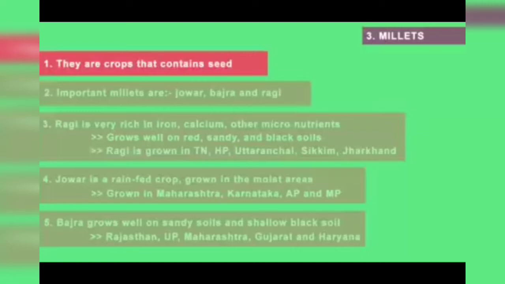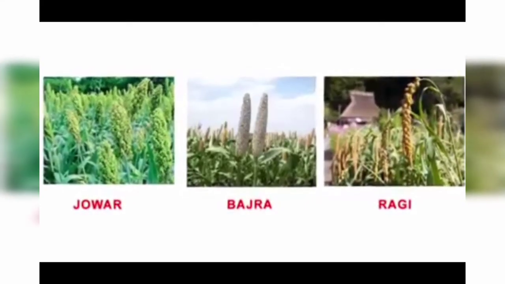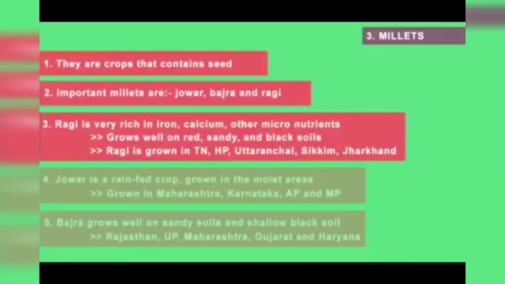So millets are crops that contain small seeds. Some of the important millets are jowar, bajra, and ragi. And these have very high nutritional value. For example, ragi is rich in iron, calcium, and other micronutrients.